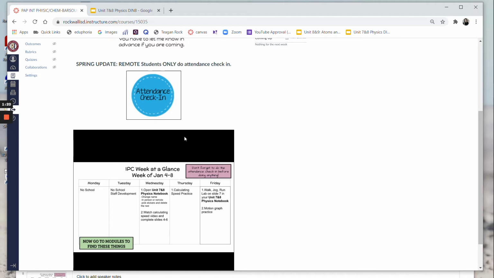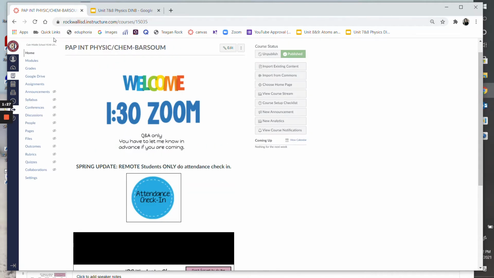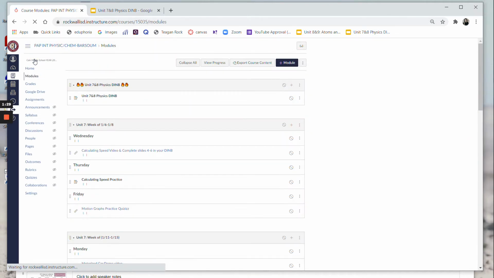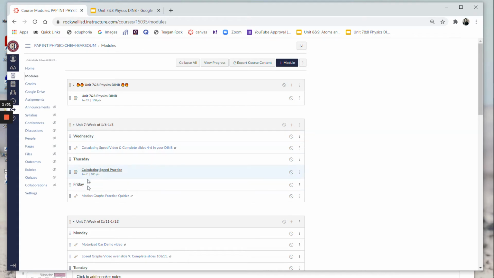Make sure you are looking at the week at a glance and following it directly, and then I always put in module 2 the days of the week. If you just go here, you're not seeing everything you need to fill out in your digital notebook. So for spring semester we have unit 7 and 8 physics digital interactive notebook.